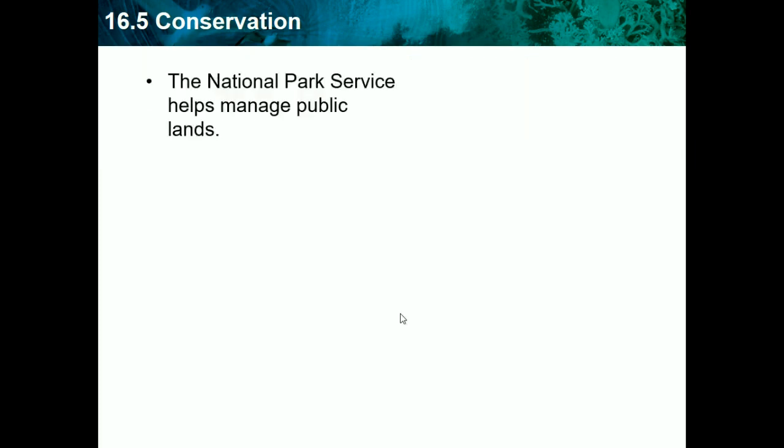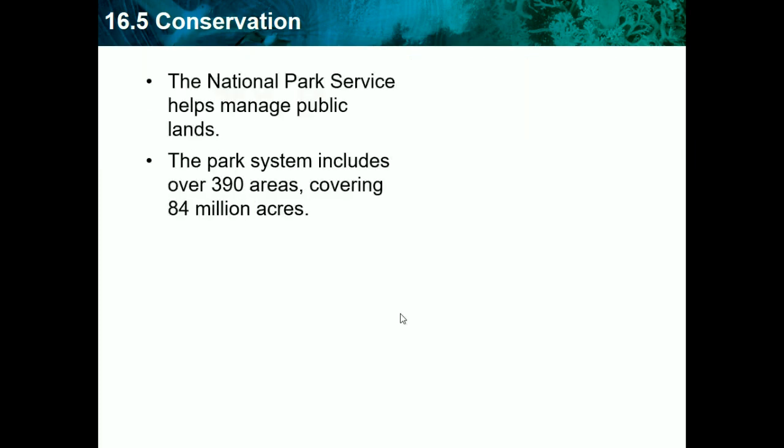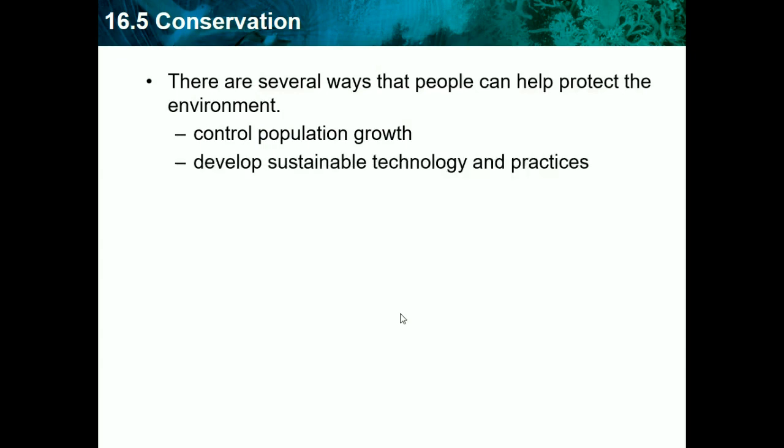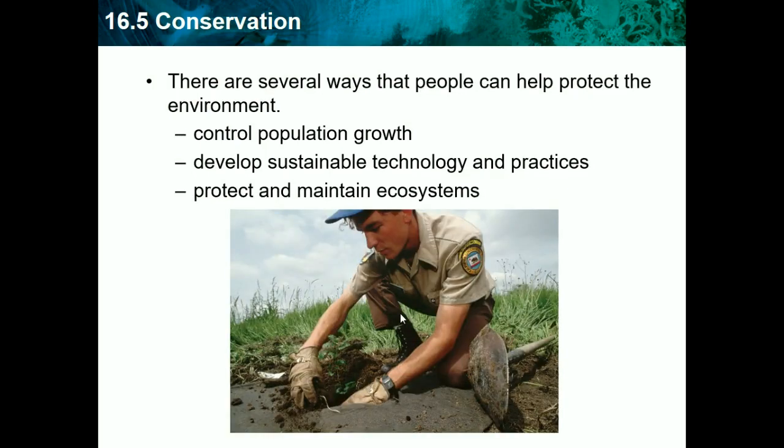The National Park Service helps manage public lands. The park system includes over 390 areas, covering 84 million acres. So not that important. There are several ways that people can help protect their environment. There are many things we can do. We can control population growth, develop sustainable technology and practices, and protect and maintain ecosystems.